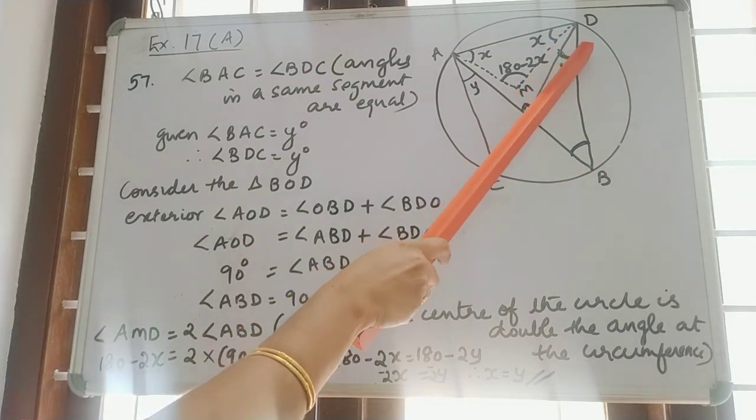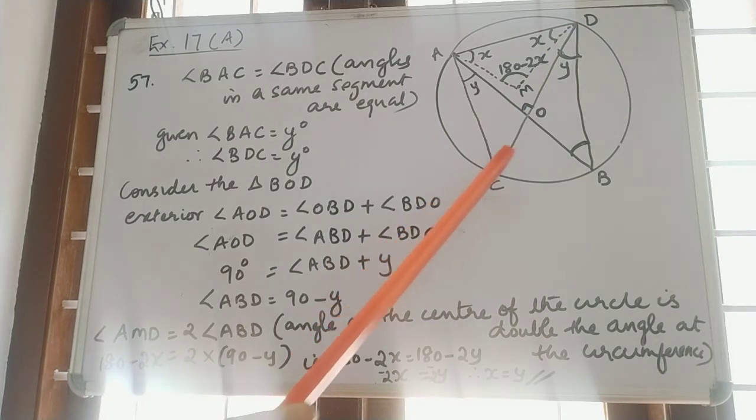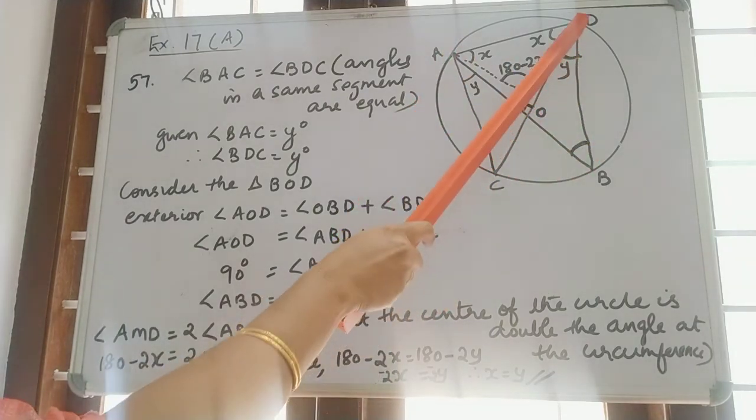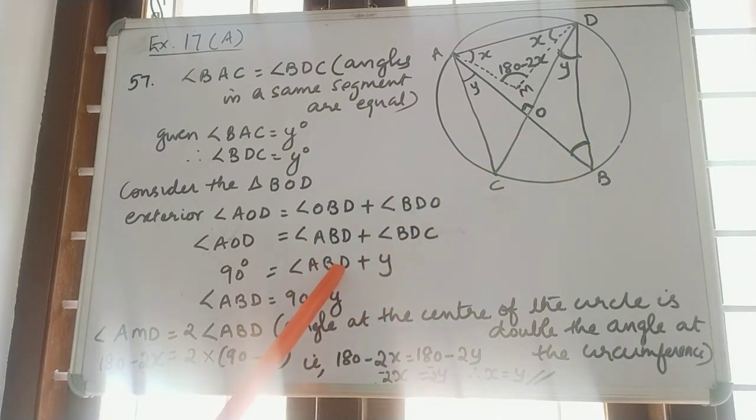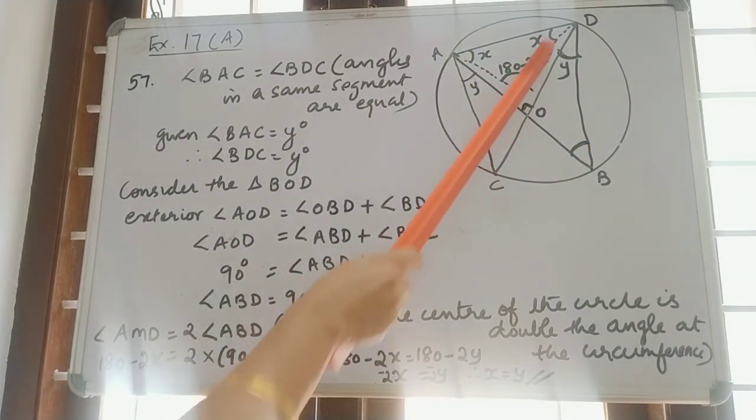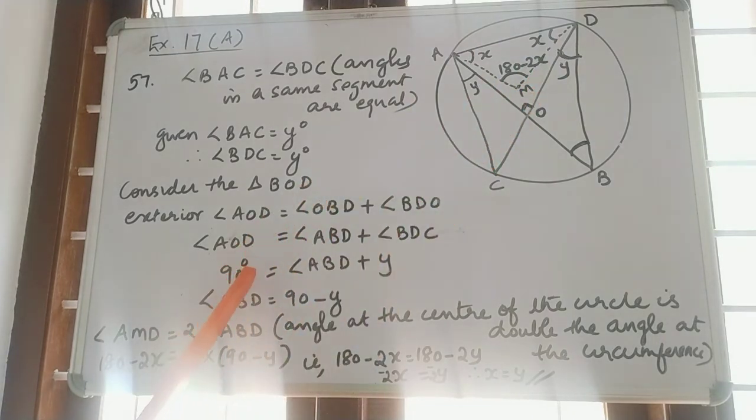We know BDC is Y. So replace that. ABD, we want to find out. We don't know that. And we know AOD is 90 degrees. So replace that. We will get 90 is equal to angle ABD plus Y. So angle ABD is equal to 90 minus Y. That is the second part, express angle ABD in terms of Y.